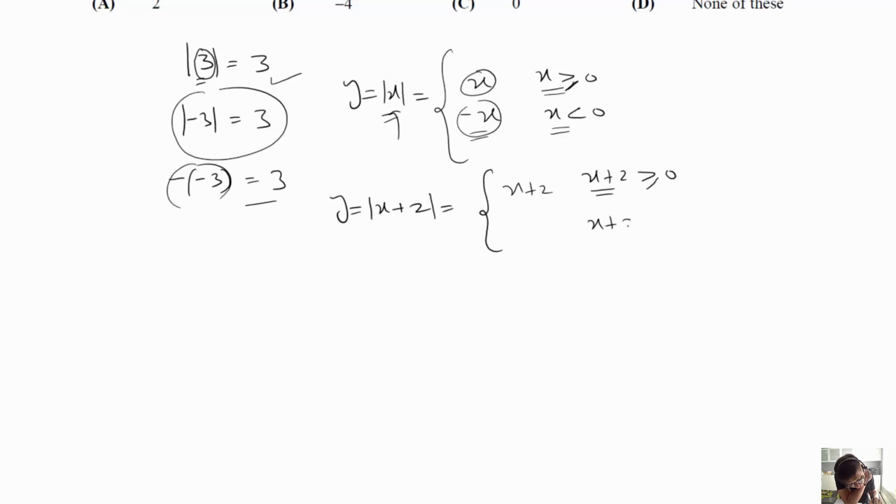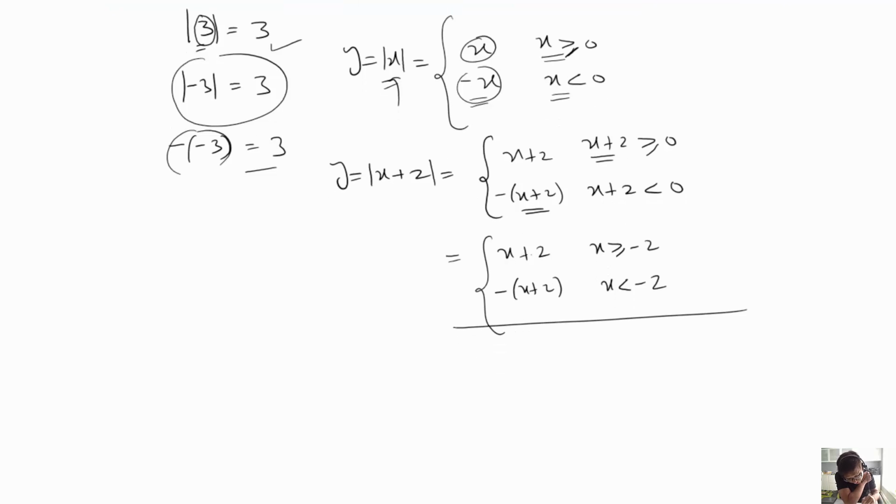But if x plus 2 is less than 0, then mod has to put a negative sign in front of the quantity to make it positive, because x plus 2 is now negative, and with a minus sign we made it positive. So that's how we remove the mod sign, or get rid of the mod sign. So x plus 2 greater than or equal to 0 means x greater than equal to minus 2. X plus 2 less than 0 means x less than minus 2. So we have these two definitions of this mod.